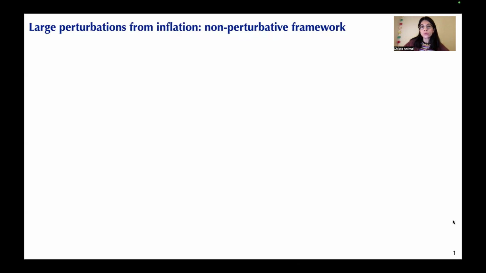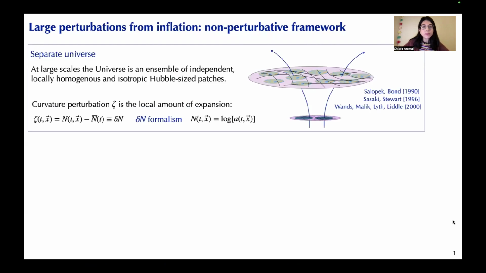And the goal of my seminar is to show how we can study such large perturbations without relying on cosmological perturbation theory, but using a non-perturbative framework. A possibility is given by the separate universe approach, according to which the universe, at large scales, is described as an ensemble of independent, locally homogeneous and isotropic patches of Hubble size that evolve according to the background equation of motion, but starting from different initial conditions. In this separate universe framework, then, the curvature perturbation zeta we are interested in is nothing but the local amount of expansion experienced by those patches.